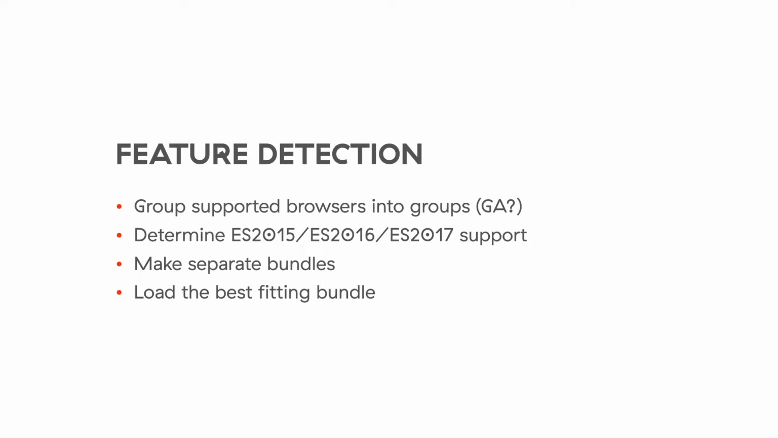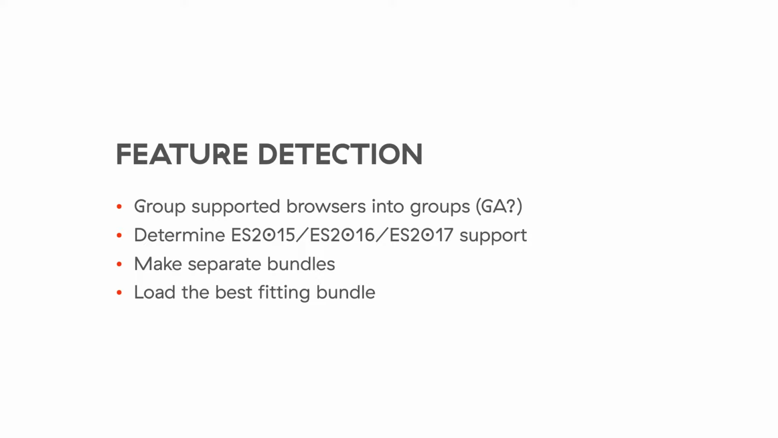Well, the second solution is meant for production, and that's feature detection. So the idea is to check your Google Analytics or some other analytics and group your browsers into a few categories. So evergreen browsers that support pretty much everything, some okay browsers, and some really bad browsers like IE8, I guess. And then you would have separate bundles.